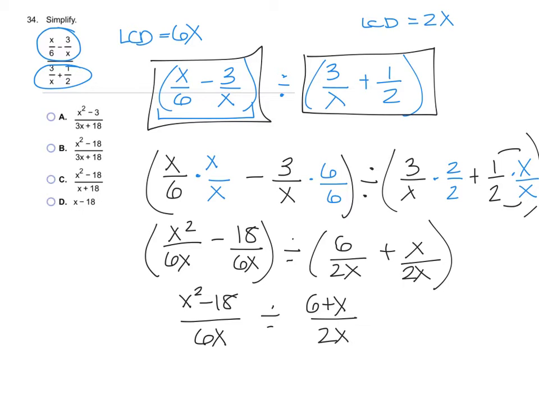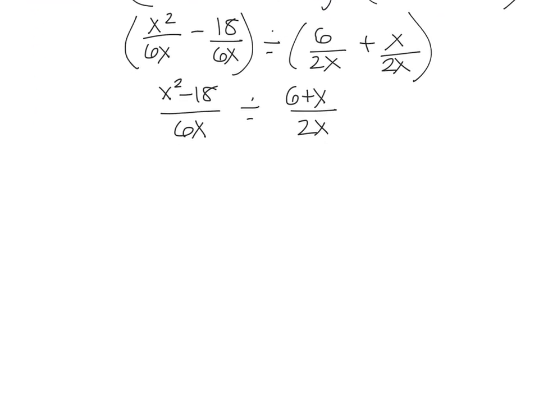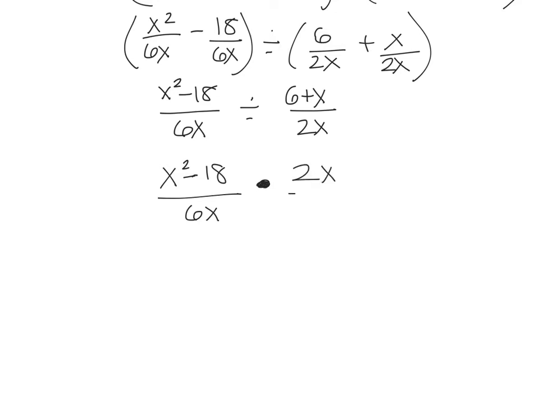Now I have two expressions that I'm going to divide. In order to divide, I need to rewrite this as a multiplication problem. So I'm going to keep the first expression, change the division sign to a multiplication sign, and flip the second. Now I'm going to multiply the two expressions by multiplying the numerators together and then multiplying the denominators together.